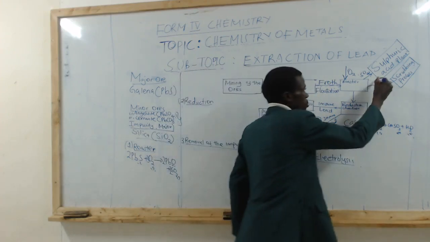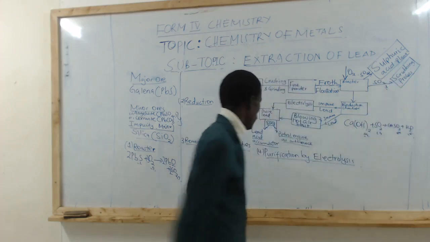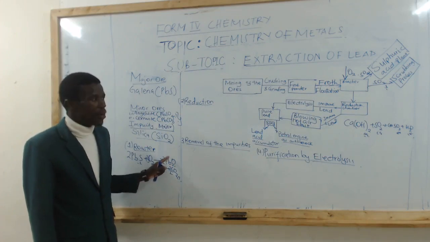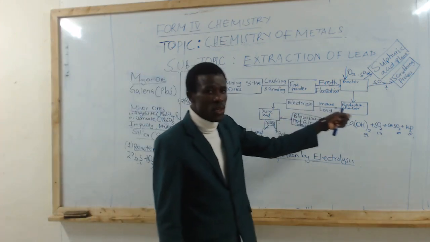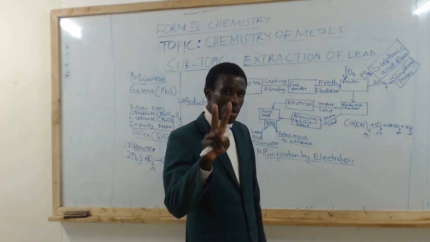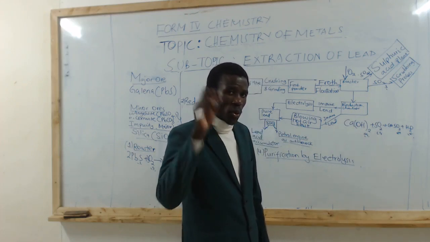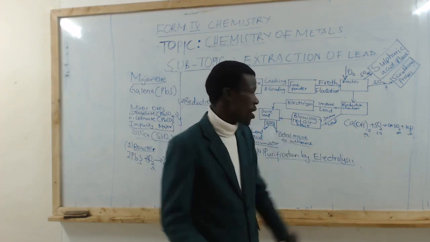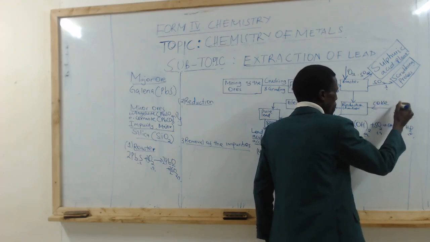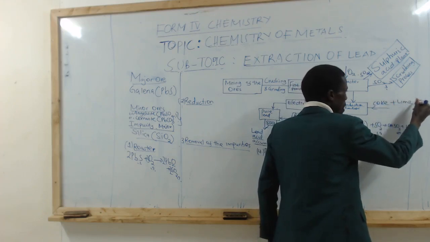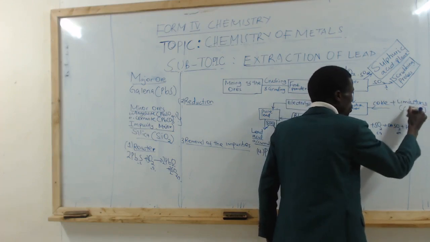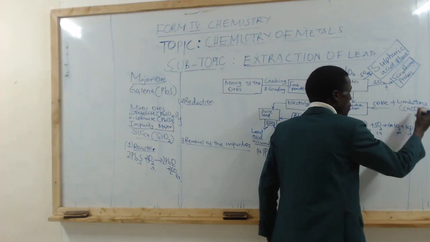Now we have obtained lead oxide. Lead oxide is passed into the second chamber, the reduction chamber. Now in the second chamber, there are two substances added. Number 1, we have coke. Number 2, we have limestone. Coke is just carbon and limestone is calcium carbonate.